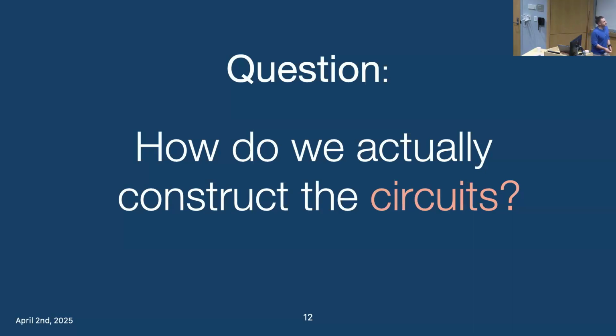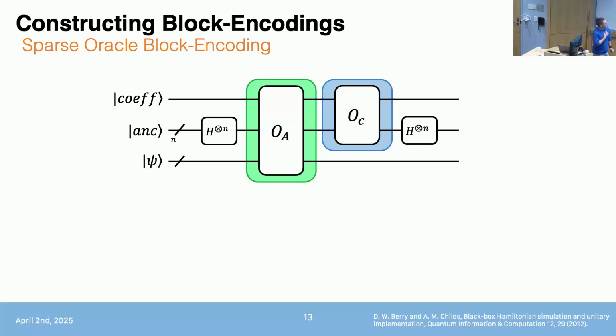Okay, so we talked a lot about U's and all that kind of stuff, but how do you actually construct the circuits that generate block encodings for the parts of that operator? As far as I'm aware, there are basically 2 frameworks for generating these block encodings. The first is what we call the sparse oracle block encoding or sparse oracle framework. It comes from, to my knowledge, this paper from Dominic Berry and Andrew Childs.